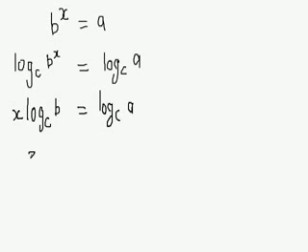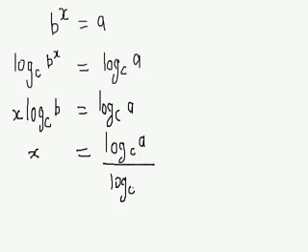Okay, so we can now divide both sides by log c of b, so we can say x is equal to log c of a divided by log c of b. Alright, so now we have x out on its own, and we've defined x, which was this value up here. It's log c of a over log c of b.